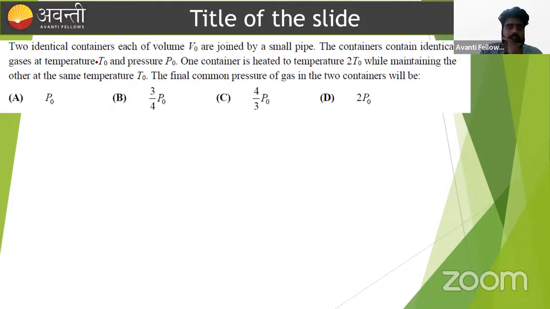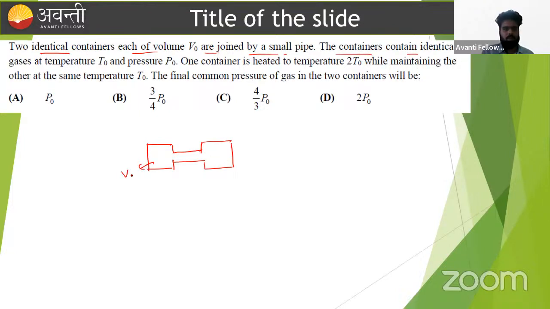Here again, this question, as we discussed in the crash course, is of the type of conservation of mole and conservation of energy, which is very important from the perspective of the kinetic theory of gases and gaseous state chemistry also. What is given? Two identical containers. Consider this is container one, joined with a pipe, and this is another container.